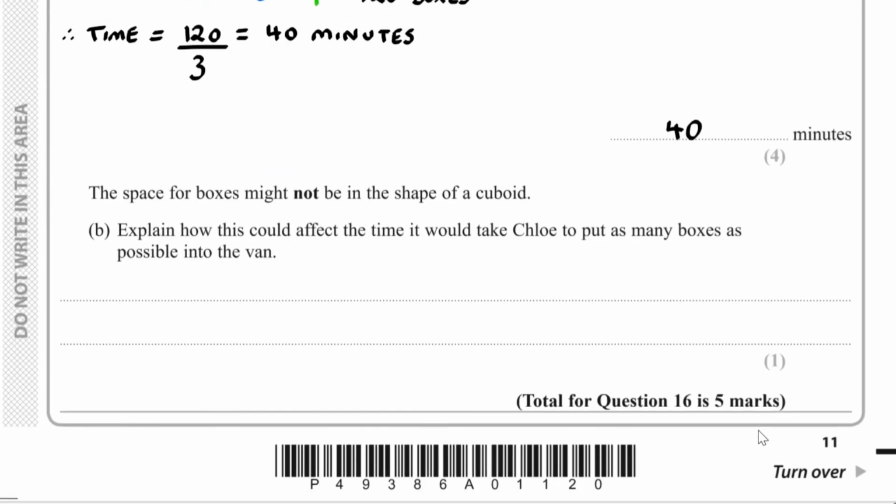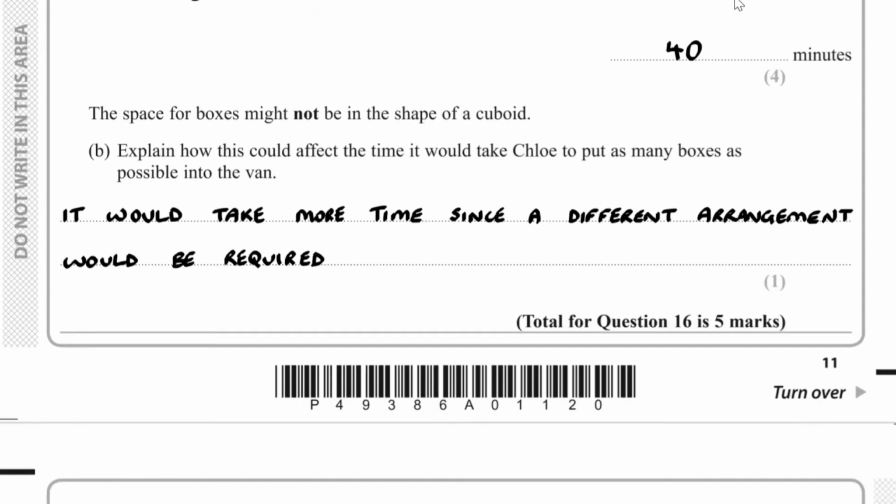Then, for the next part, the space for boxes might not be in the shape of a cuboid. We have to explain how this could affect the time it would take Chloe to put as many boxes as possible into the van. Well, it would take more time since a different arrangement of boxes would be required.